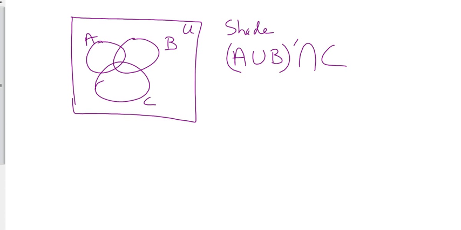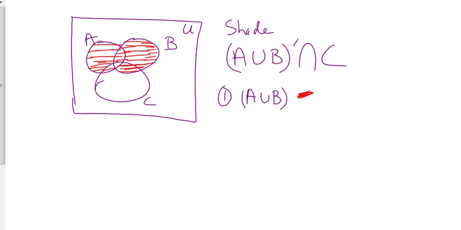Okay, let's start with this, right? We do this one step at a time. So let's think about the steps that we want to do. First step, number one, let's do A union B. Okay, and so we'll do that in red. So what do I shade for A union B? A and B, right? Well, it's actually A or B. So we shade everything in the A circle and everything in the B circle.